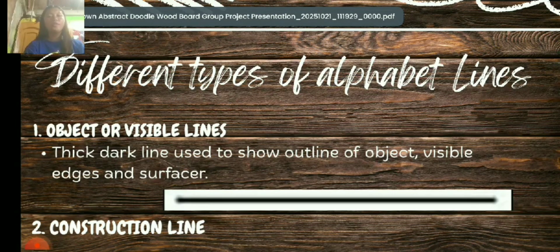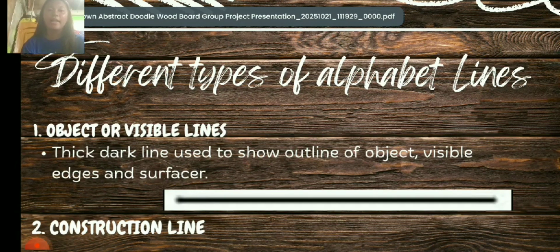First is object or visible lines. Object or visible lines are thick, dark lines used to show the outline of an object, visible edges and surfaces. These lines are super important because they give you a clear picture of what the object looks like. They are the main lines that define the form and the shape of the object.